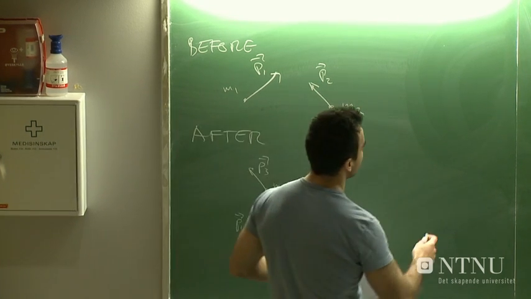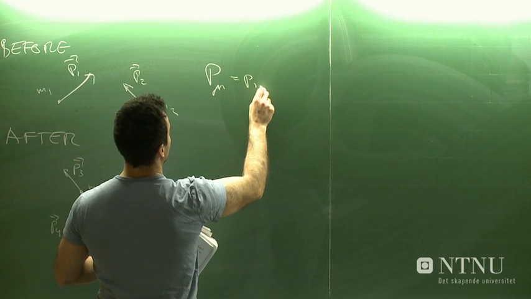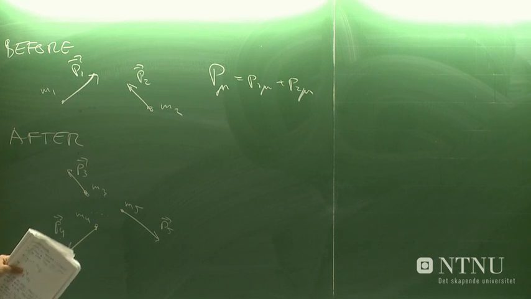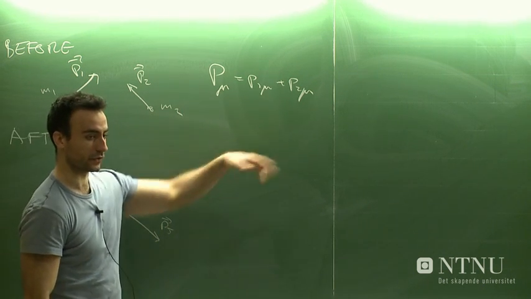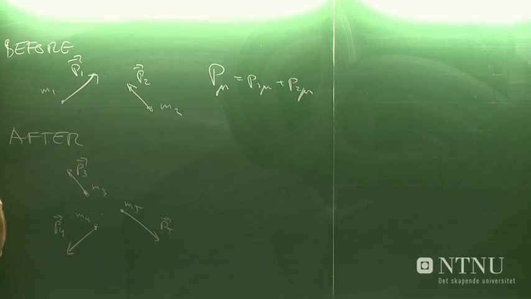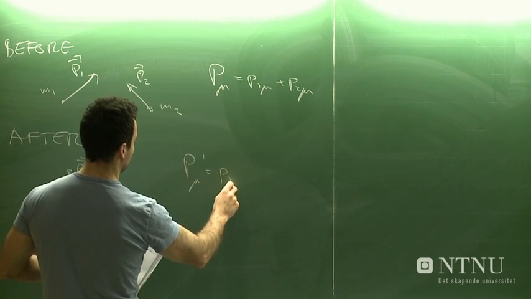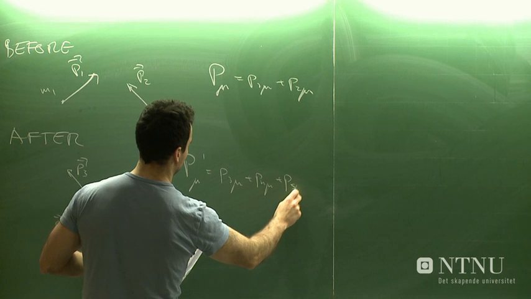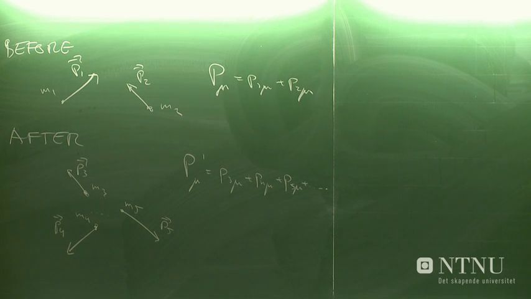So we had defined the total four-momentum before the collision in the following way, just the sum of the two individual four-momentum vectors. And after, it was just the sum of the resulting particles.